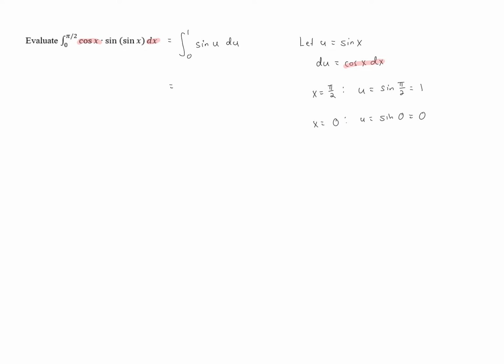Now we can integrate. The integral of sine is negative cosine. So we've got negative cosine of u evaluated at 0 and 1. So that is going to be negative cosine of 1 minus negative cosine of 0, which is the same as negative cosine of 1 plus cosine of 0.